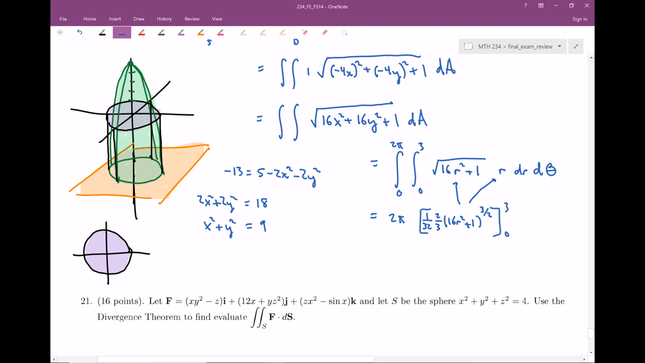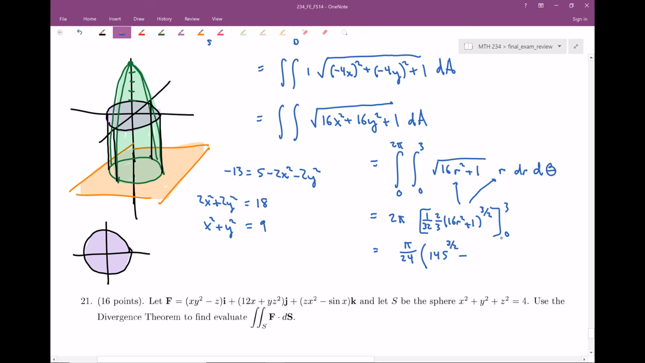And then we're going to evaluate this from 0 to 3. So, okay, let's see. There's a bit of cancellation here. I have a 2 and a 2, but then I have 32 in the denominator, so that's going to cancel out to be 8 in the denominator. So 8 times 3 is going to be 24 in the denominator, and in our numerator, just pi is left over. When I plug in 3, I'm going to have 9 times 16, which should be 144, plus 1, so I'm going to have 145. That's going to be raised to the 3/2 power.